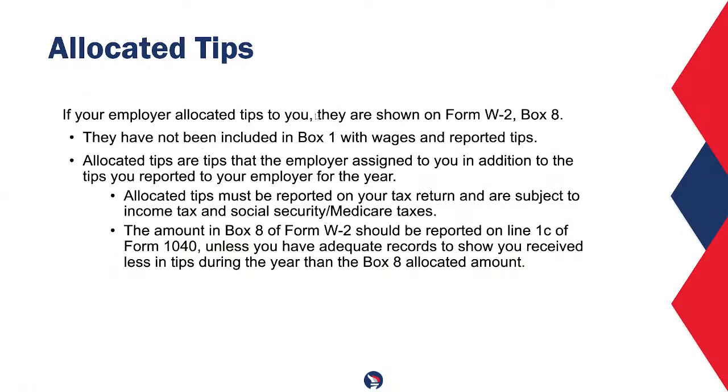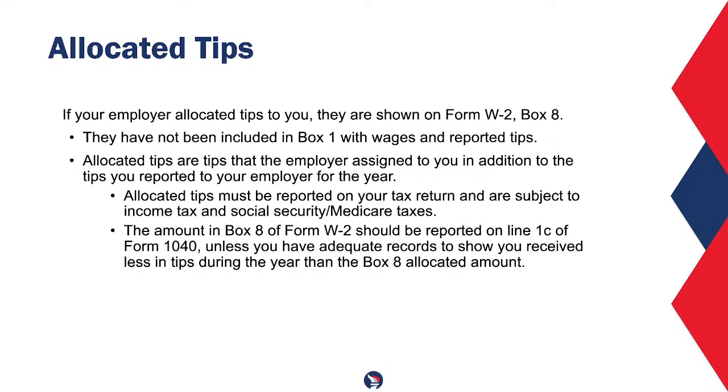Allocated tips. If your employer allocates tips to you, this is kind of like the tip jar. They're shown to you in Form W-2 Box 8, if they have not been included in Box 1 with wages and reported tips. Allocated tips are tips that the employer has assigned to you in addition to the tips you reported to your employer for the year. Allocated tips must be reported on your tax return and are subject to income tax and Social Security and Medicare taxes. The amount in Box 8 of the W-2 should be reported on line 1c of a 1040 unless you can prove otherwise.